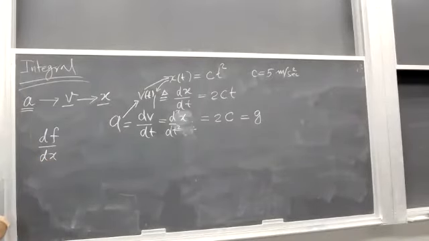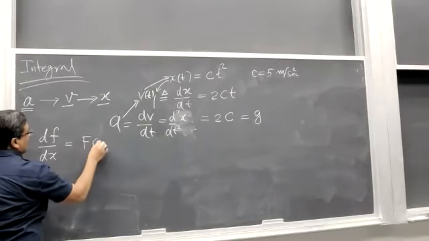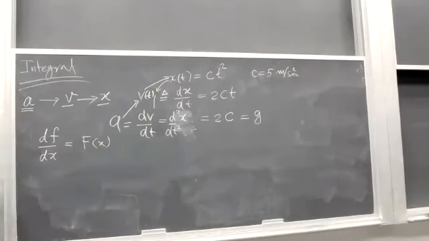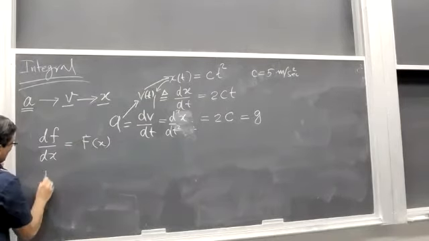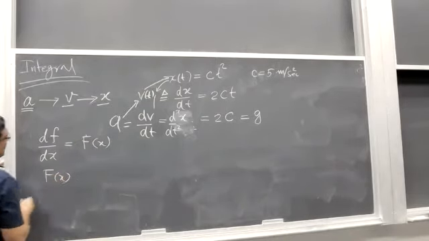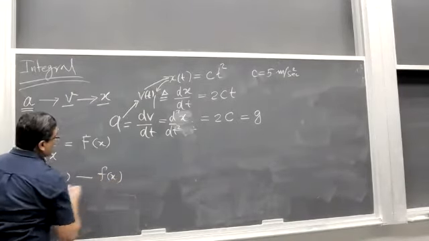When we have a derivative of a function, dF of dx, it is equal to f of x. And antiderivative is the process that you start with f of x and find F of x. All right.